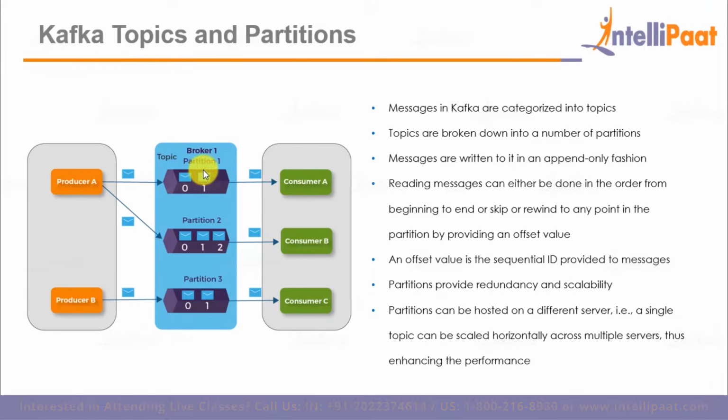Right now, it doesn't have to read this message and it can only read this message over here. Similarly, if there's consumer B and if it wants to read only this message with the offset value 1 from partition 2, then it can do it and ignore these two messages. So this is how consumers work. Now this offset value is basically the sequential ID provided to the messages.